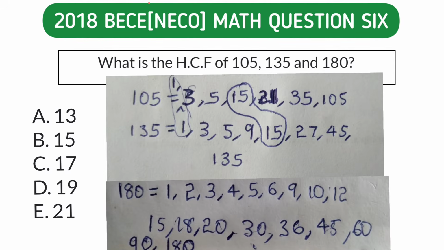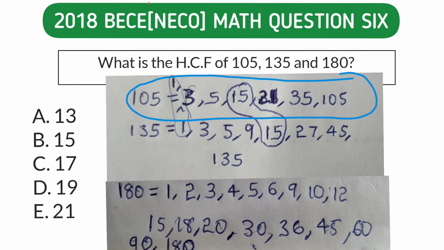Question number 6. What is the HCF of 105, 135 and 180? If you want to look for this answer, the next thing you will do is to look for the factors of 105, 135 and 180. After this, you need to look for the highest common factor within these factors. Just like this example, my factors here, I got 1, 3, 5, 15, 21, 35 and 105 are the factors of 105.